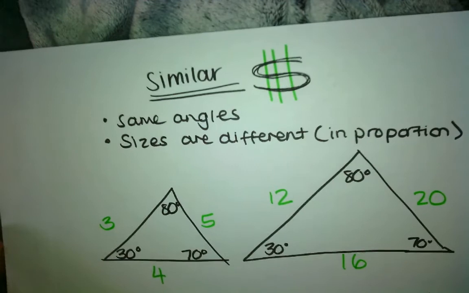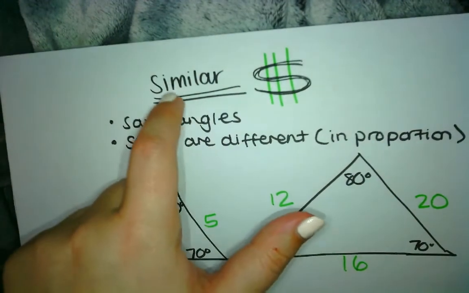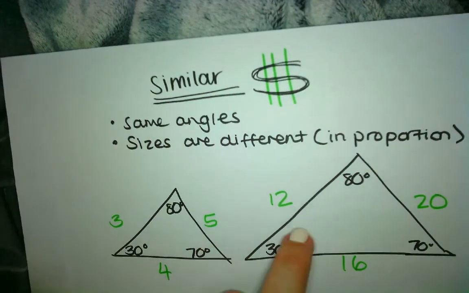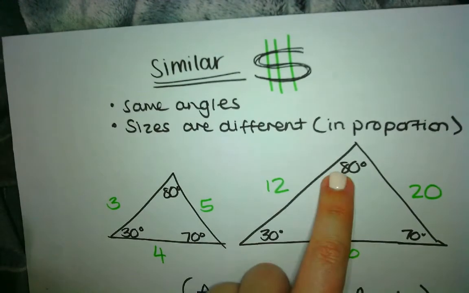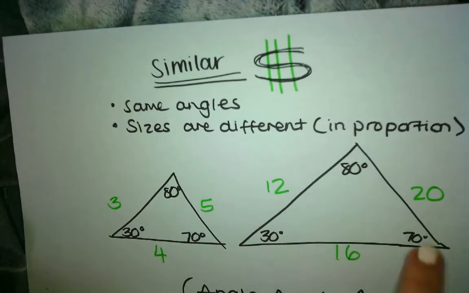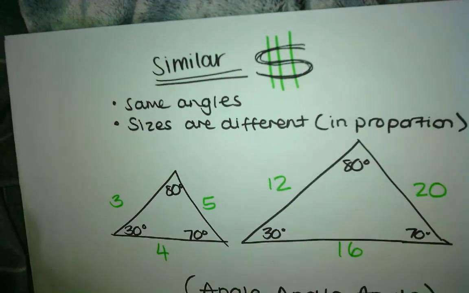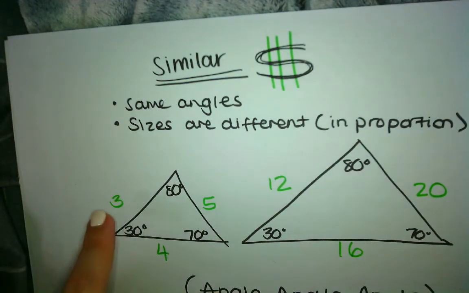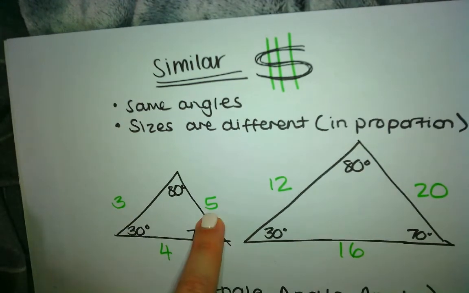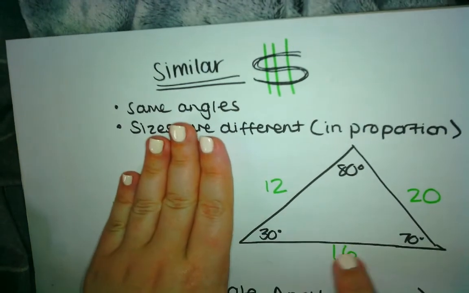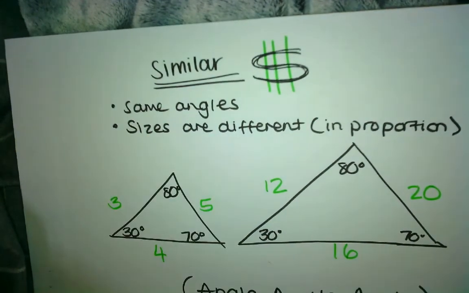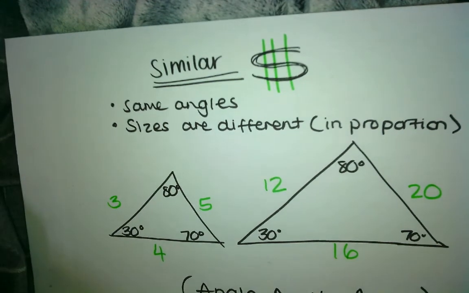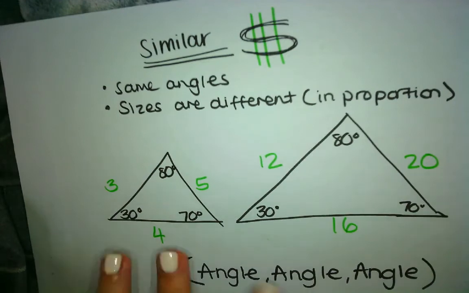So the one thing that I need you to write is similar. All the similar triangles have the exact same angles. If you look here, you've got 80 and 80, 30 and 30, and 70 and 70. The angles are exactly the same, but the sizes of the sides differ. So that's 3, 4, 5. This is now going to be 12, 16, and 20. So you can see that they were enlarged by a certain amount. So it is in proportion to each other.